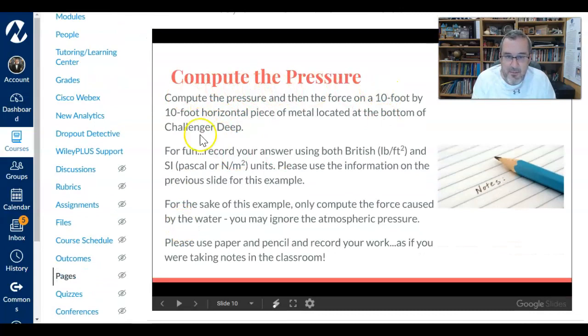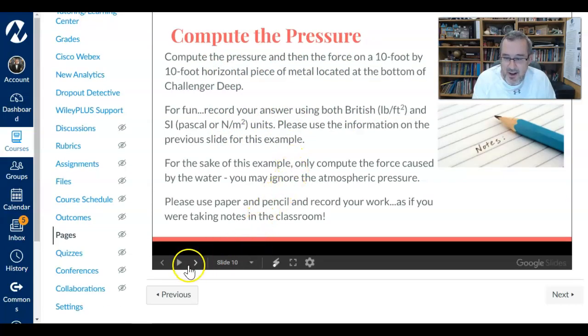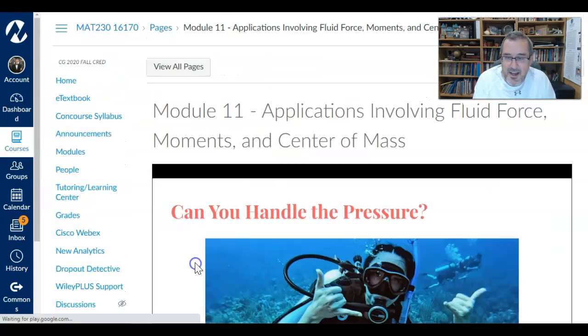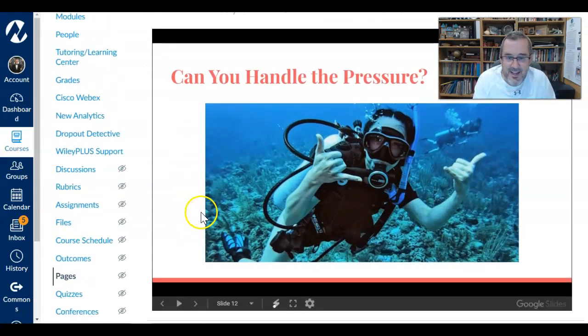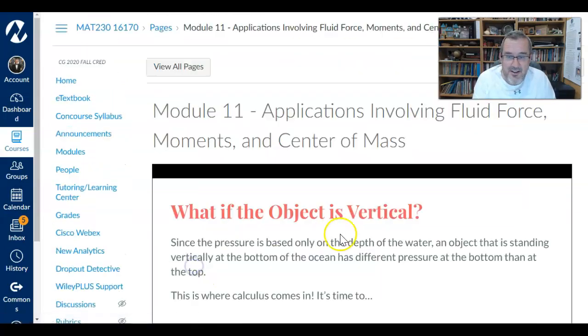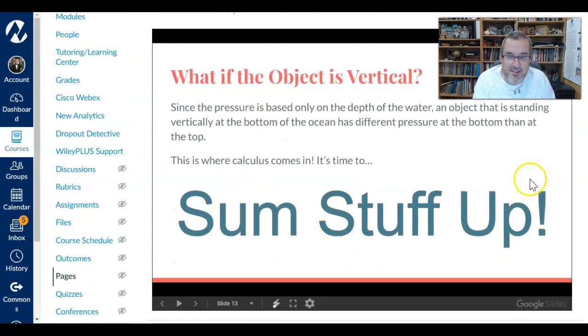Now we're going to start getting at some examples. After you've done all the work previously, there's a little problem here that you can think about and try. Please use paper and pencil as if you were taking notes in the classroom. Really work on this. Of course, I will give you the solution on the next slide, but don't jump ahead. Try to do it yourself first. And this is just a fun slide. Can you handle the pressure?